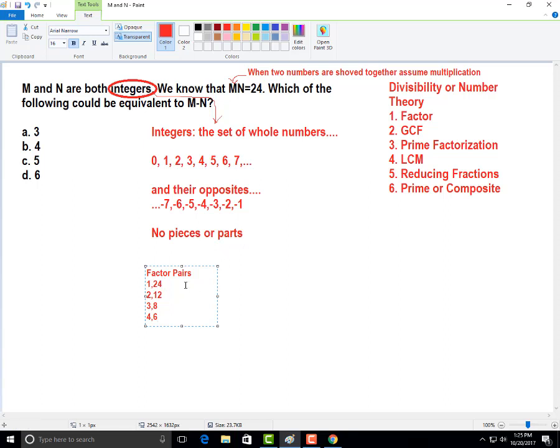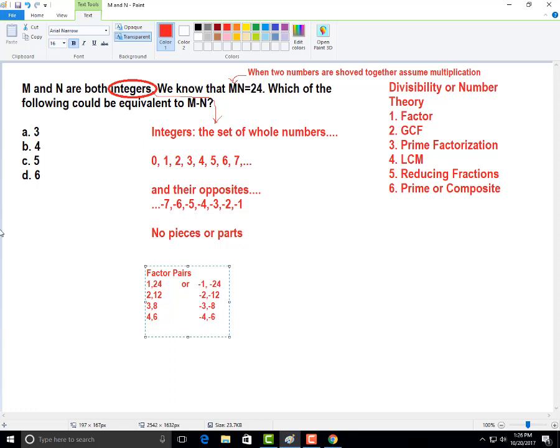Now, some of you who are a little more advanced in math could realize that it could also be the negatives. Like -1 and -24 would also multiply to make 24 if they were both negative. So this is a little more complex than we need for this problem, but you should be able to recognize that it could be all these same sets of numbers, but totally negative, because when you multiply two negatives, it makes a positive. Okay, so there's all my possible ways that I could have used integers in order to get to 24.